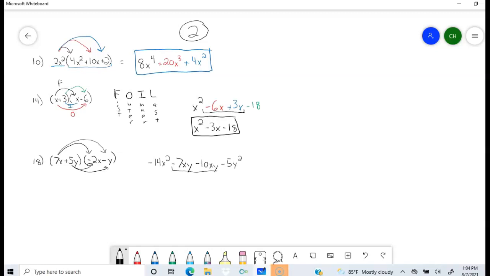Again, I've got these like terms in the middle. So I've got negative 14x squared. Negative 7xy minus 10xy is minus 17xy, minus 5y squared.